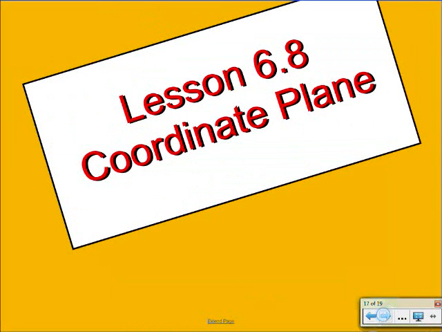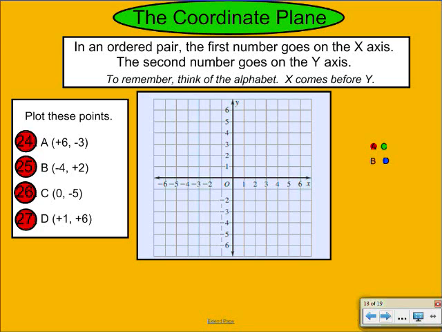Finally, our last lesson was 6.8 on the coordinate plane. When we take a look at ordered pairs, remember the first number goes on the x-axis, the second number listed goes on the y-axis, and if you think of the alphabet, x comes before y. That will help you remember. So I have 4 points here. If you could take a look at your paper, draw a coordinate plane, and plot those 4 points, and I'll wait right here for you.